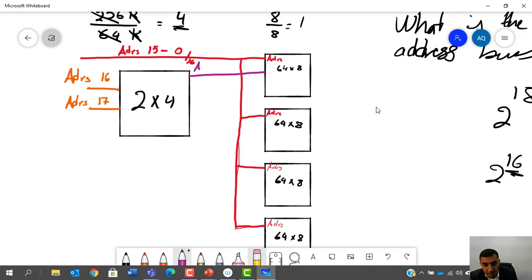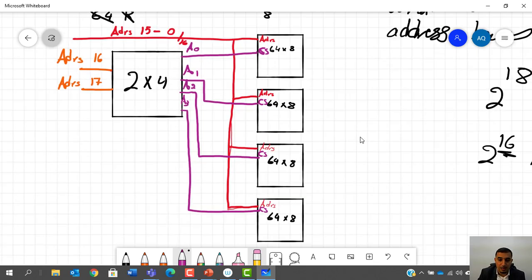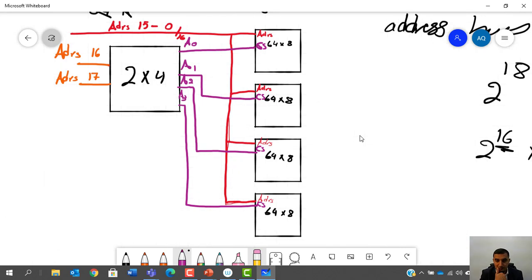This is A0. This is A1. This is A2. And the final one is A3. They are all connected to which pin? To chip select. They are all connected to chip select inside the RAM.